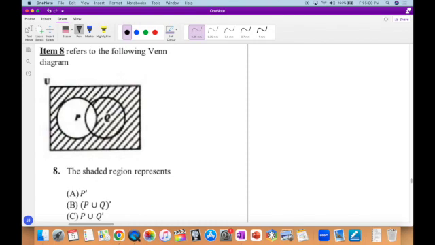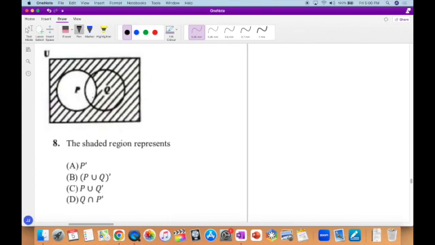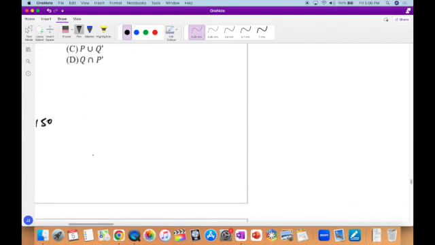Item 8 refers to the following Venn diagram. Shade the region. The shaded region represents everything that is outside of P. So that will be P complement.